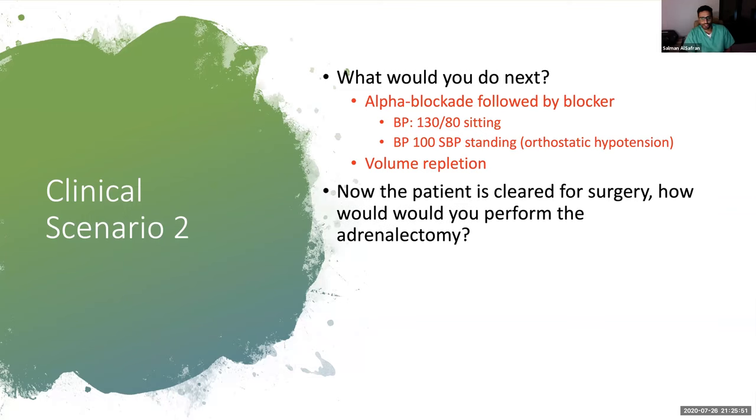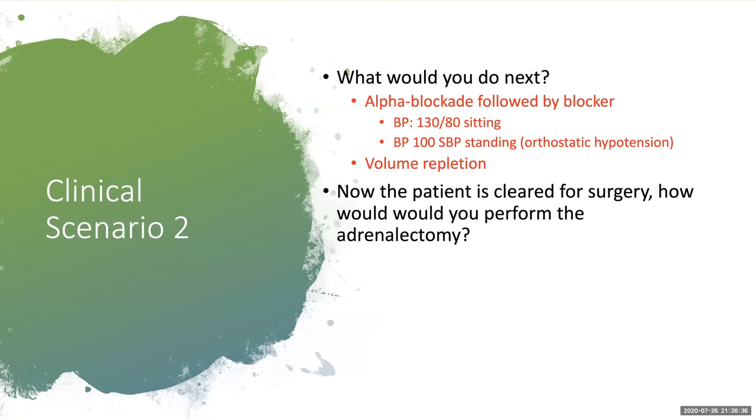So the patient's cleared for surgery. How would you perform your adrenalectomy? The patient has a left adrenal gland. Okay, so first I'll prepare the patient, make sure that she received PE prophylaxis and she has a pneumatic cuff. I'll position the patient for open adrenalectomy, supine position. I'll make sure a Foley is inserted and an NG tube, and I'll prep the patient's abdomen fully, and I will do a midline laparotomy incision.